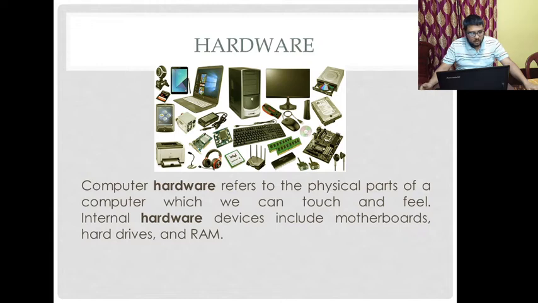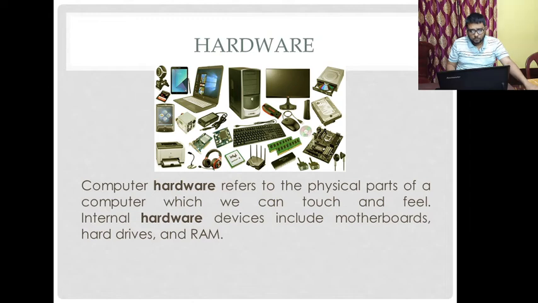Internal hardware devices include motherboard, hard drives, and RAM. See, internal hardware devices are devices that are inside the CPU. It can be RAM, it can be the hard disk, it can be the motherboard. All these things are shown in this photo. You can check it out.